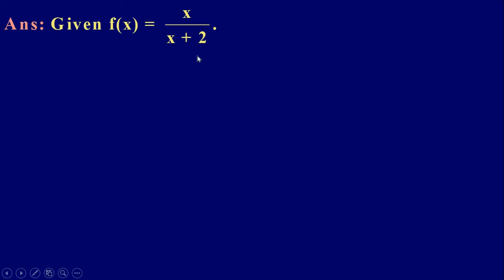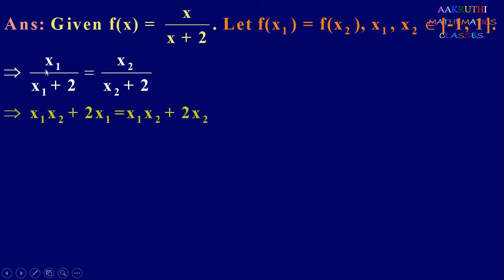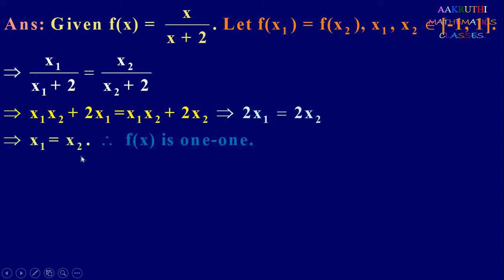First we prove f is 1-1. So to prove f is 1-1, we take f of x1 equal to f of x2, where x1 comma x2 belongs to minus 1 1. Here it is given f of x is x divided by x plus 2. So therefore f of x1 is x1 divided by x1 plus 2 and f of x2 is x2 divided by x2 plus 2. We cross multiply this and we get x1 x2 plus 2x1 equal to x1 x2 plus 2x2. Now here x1 x2 cancel, we get 2x1 equal to 2x2. Again 2 cancel, we get x1 equal to x2. Now here f of x1 equal to f of x2 implies x1 equal to x2. So therefore f is 1-1. So here f is 1-1 function.